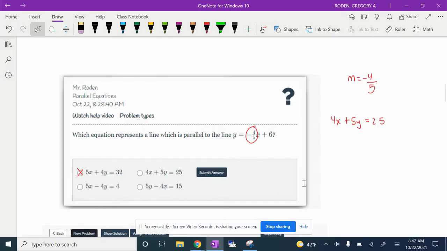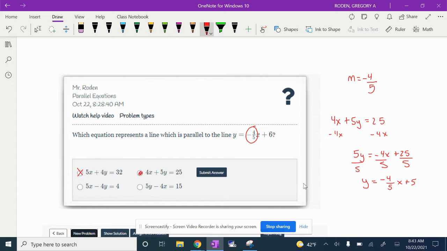All right, so let's try this next one. Announcements are over. So we'll subtract 4x from both sides, so we get 5y equals negative 4x plus 25. We'll divide everything by 5. So we get y equals negative 4/5 x plus 5, right? So does this have a slope of negative 4/5? Yes, it does.